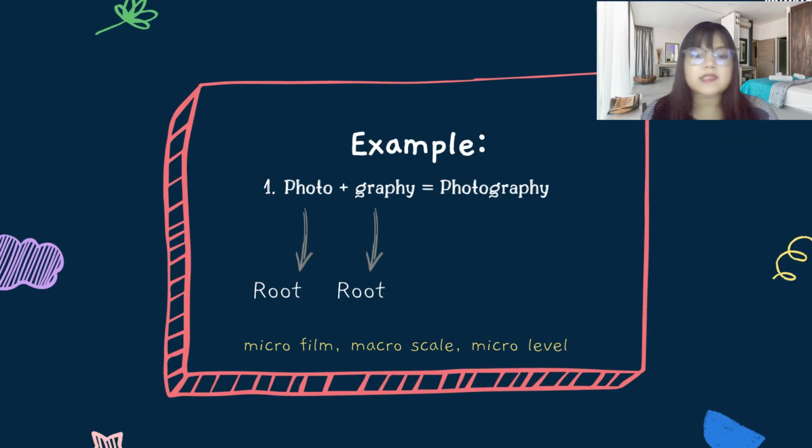So the next is an example. In the word photography, there are photo as a root and graphy as a root. This is an example of combining forms. Other combining forms that have more recently acquired their freedom are micro and macro, as in at the macro scale and at the micro level, and retro as applied to music and fashion.